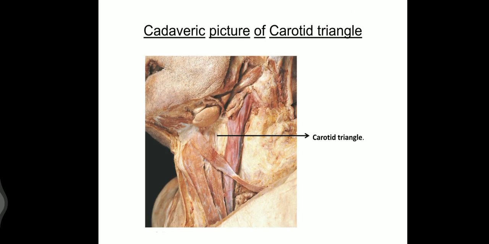This is the cadaveric view where we can see the carotid triangle. This one is the superior belly of omohyoid. This one is the posterior belly of digastric, and here will be the sternocleidomastoid, which we have removed to show the whole extent of the carotid artery. So here will be the sternocleidomastoid muscle.